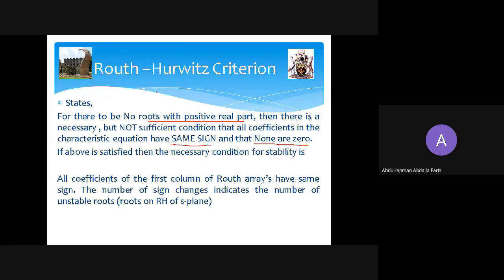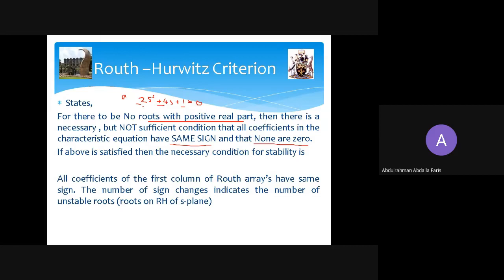When you have a characteristic equation with coefficients of different signs, let's say s squared minus 4s plus 1, since they are not of the same sign, this is negative and this is positive, then you know automatically that the system is not stable. But if you have a system with all the same signs, say 2s squared plus 4s plus 1 equals 0, then we need to go further and check the stability of the system.